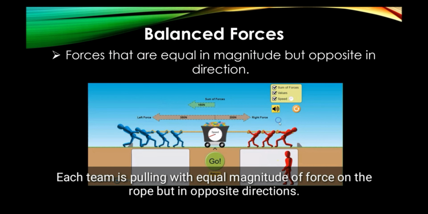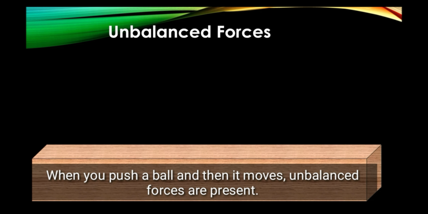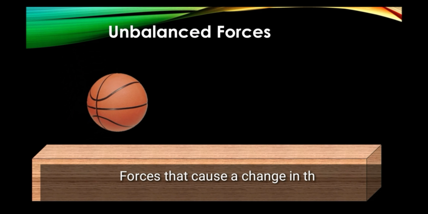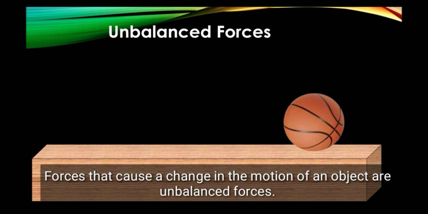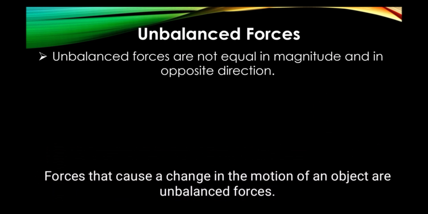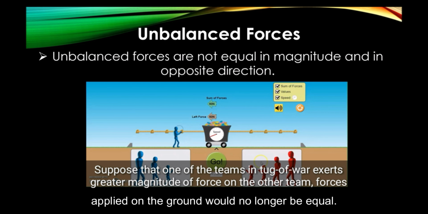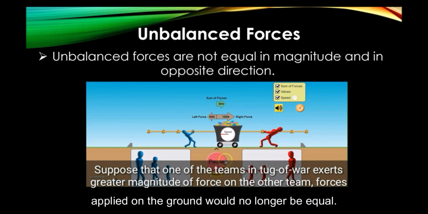When balanced forces act on an object at rest, the object will not move. Unbalanced forces, forces that cause a change in the motion of an object, are unbalanced forces. Unbalanced forces are not equal and not in opposite direction. Suppose that one of the teams in tug of war exerts greater magnitude of force, F sub B, on the ground than the other team. The forces applied on the ground would no longer be equal. One team would be able to pull the other team in the direction of the larger force.